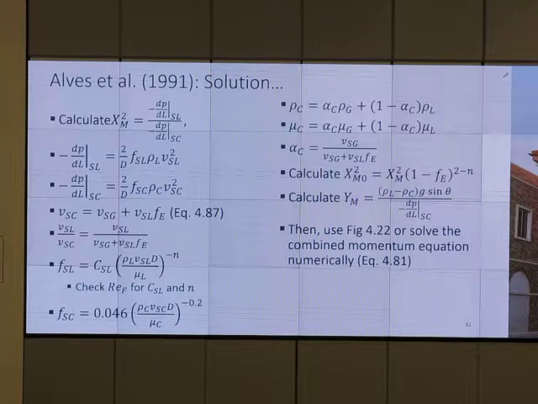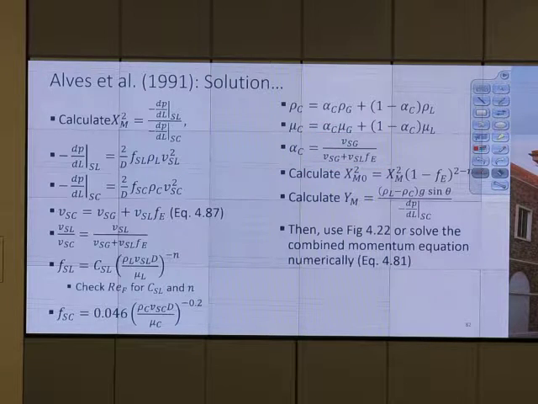So alpha is the void fraction. This alpha C is the alpha of the core part. The formula is VSC over VSC plus VSL, times FE, where FE is the entrainment fraction. The physical meaning of alpha C we'll talk about later, but at least you know how to do the project after this class. You know how to do the project and you should start. So you calculate alpha based on FE.